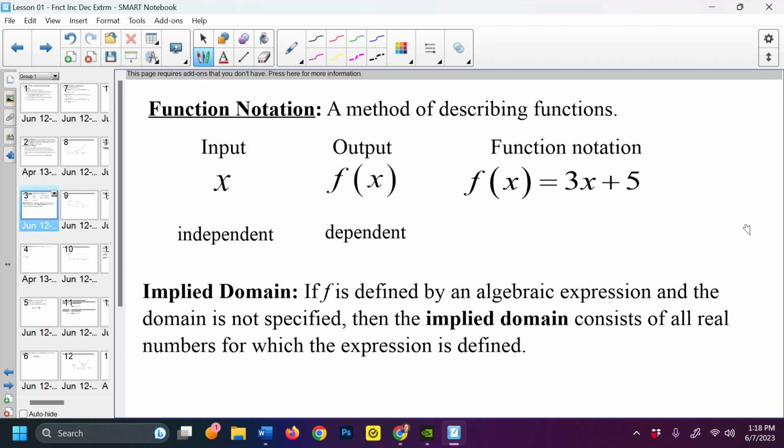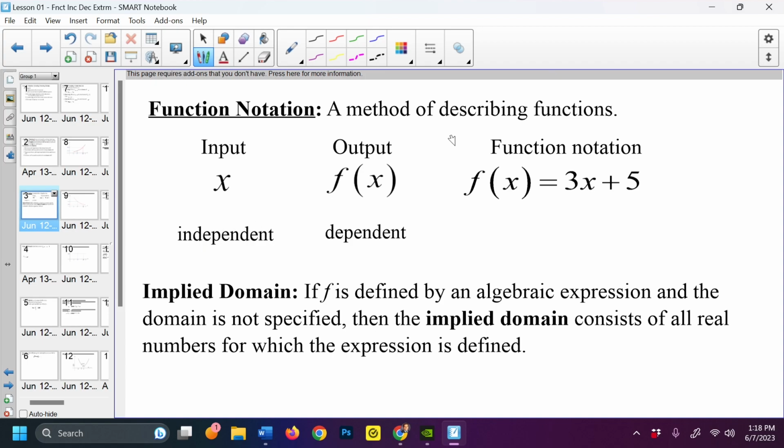Let's review some function notation. Our independent variable is our inputs. We usually call that x. When you have plugged x into the function f, we call that our output, and it is our dependent variable because the y value is dependent upon which x value you chose. Function notation, f of x, the function value, is equal to whatever the relationship needed to change the input x value into a y value.